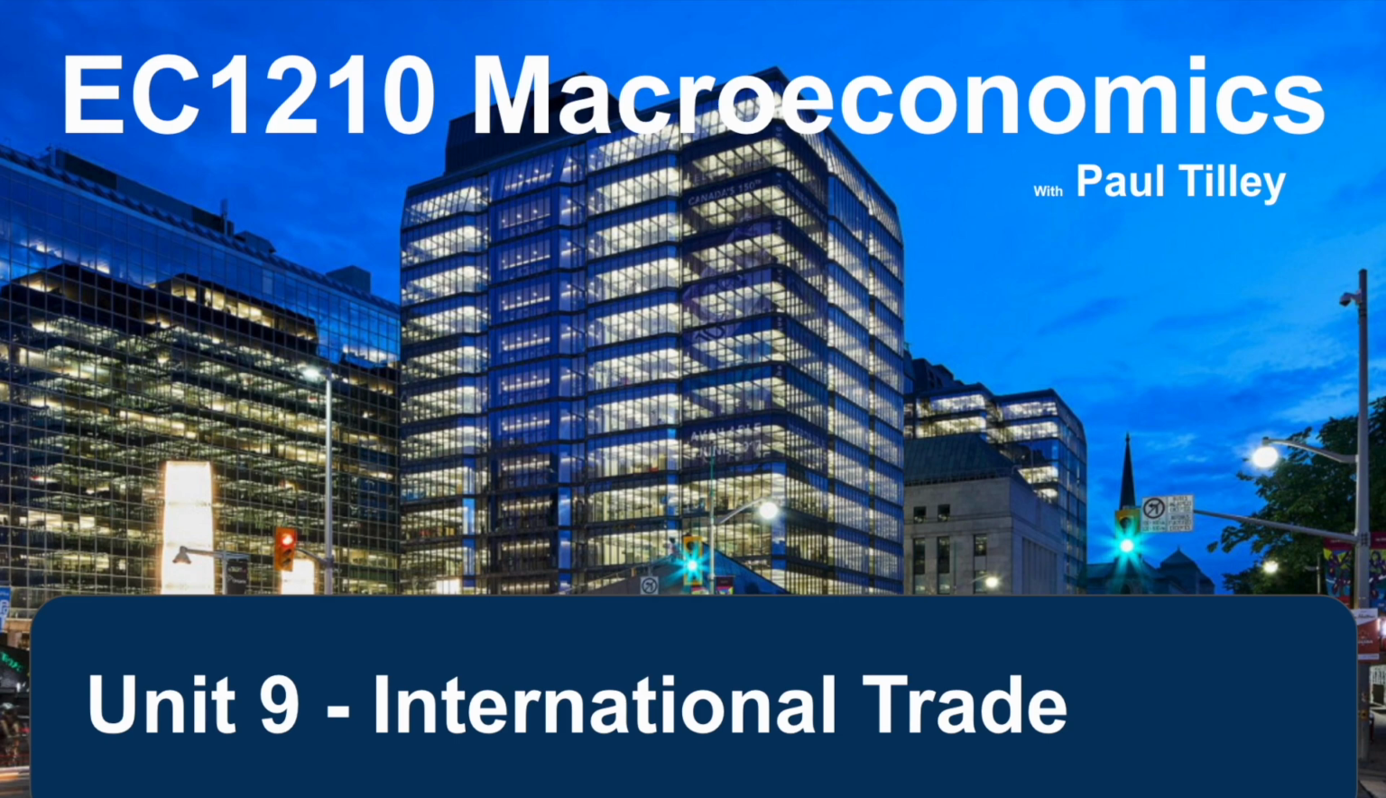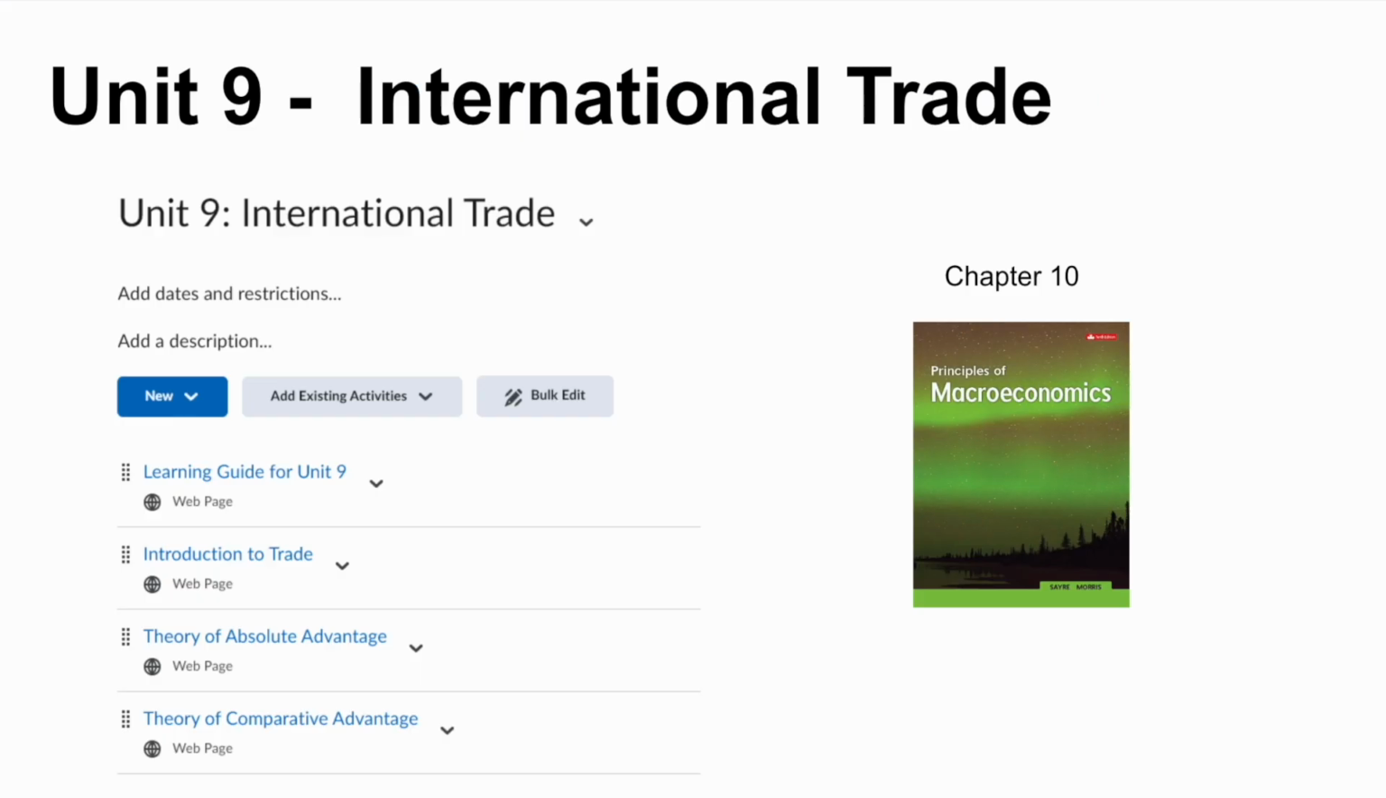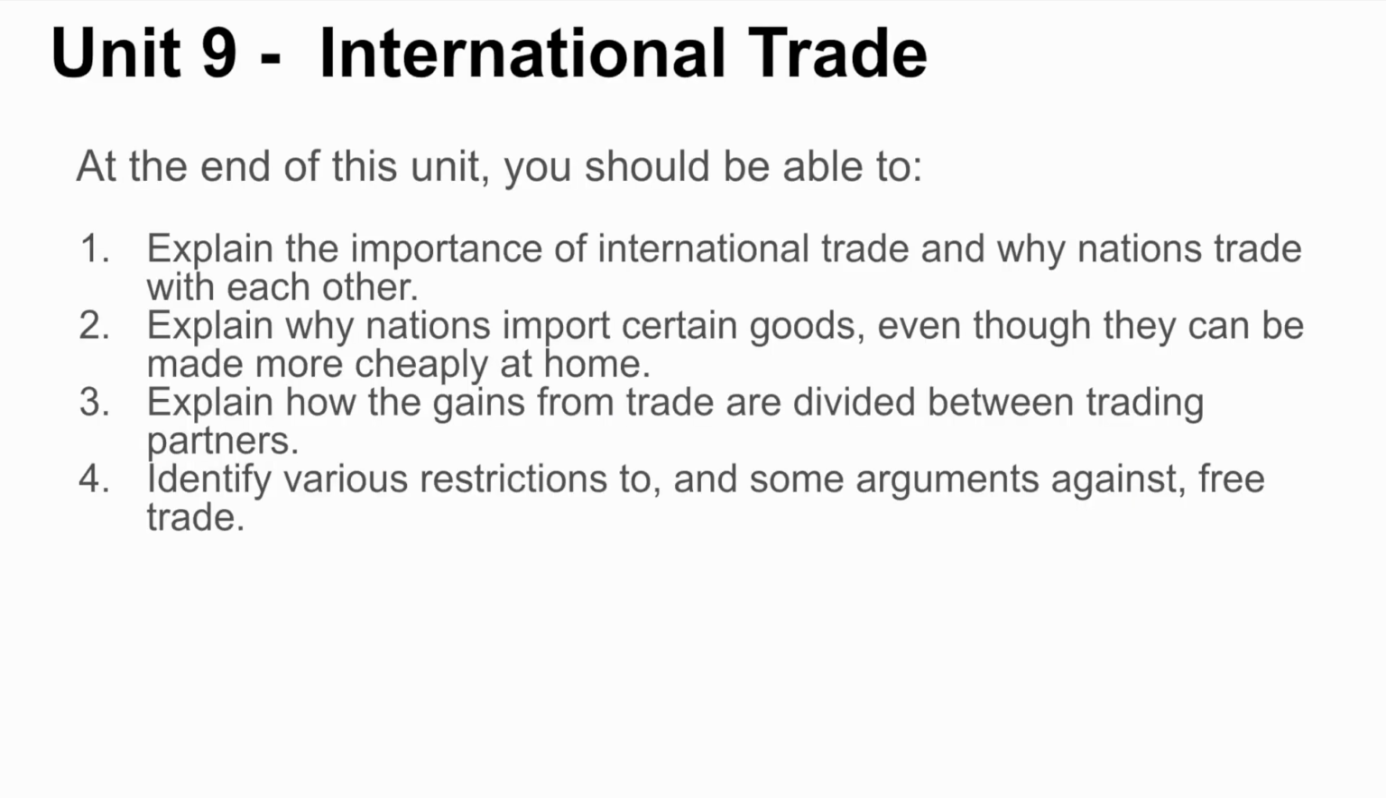Today we're looking at Unit 9, International Trade. Now international trade is covered in Unit 9, as I say, and you will find the readings for this in Chapter 10 of the textbook. Really, we're looking at four key things in this unit. We're going to explain the importance of international trade and why nations trade with each other. We're going to explain why nations import certain goods, even though they can be made more cheaply at home. And we're going to explain how gains from trade are divided between trading partners, and we're going to identify various restrictions to and some arguments against free trade.